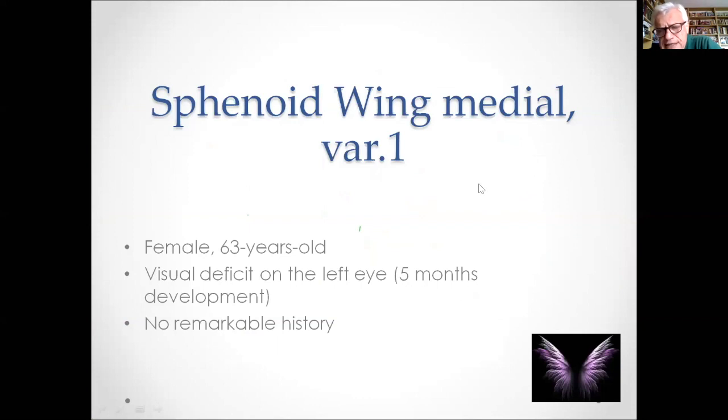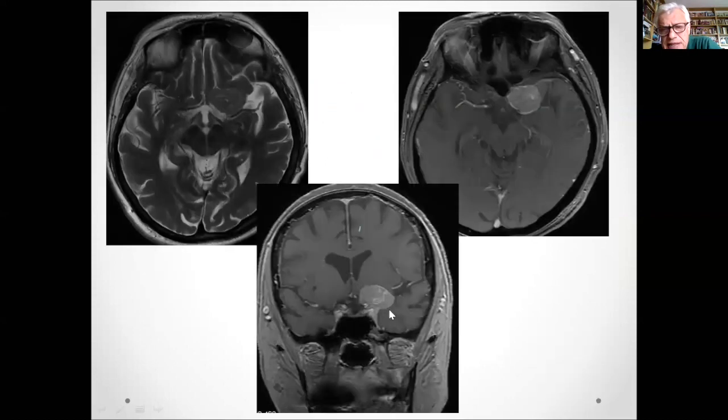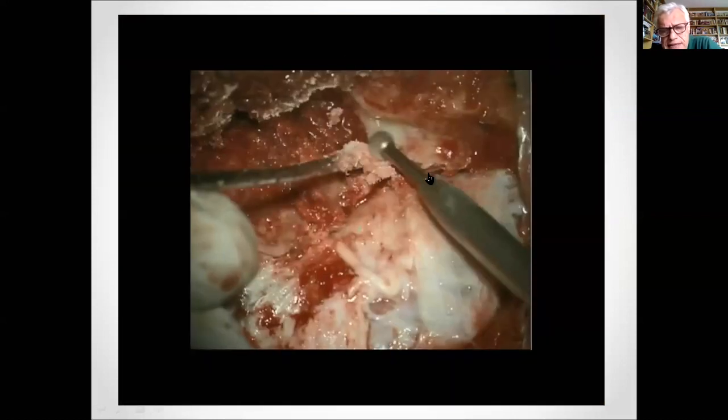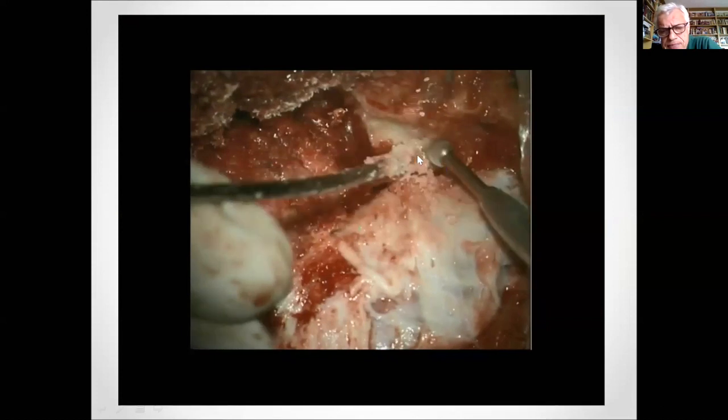So let's see these three tumors now on videos. This is the first variation, the lateral one at the tip of the clinoid process. It's a female with visual deficit coming in, no remarkable history. This is her tumor, not really the largest one of these anterior clinoid tumors, but medium size. And the approach is always the same.